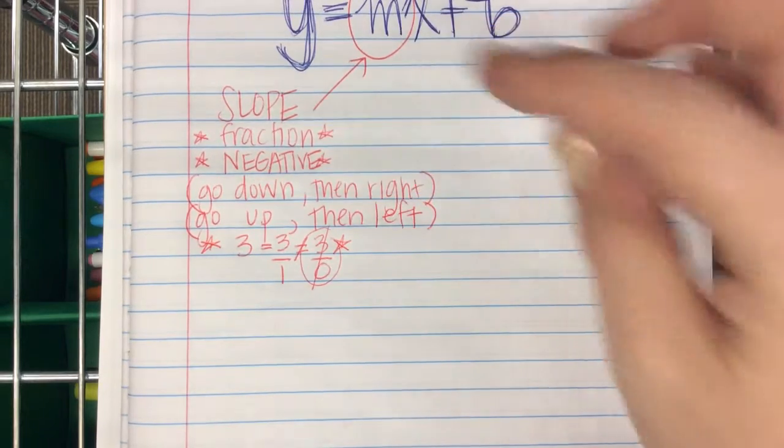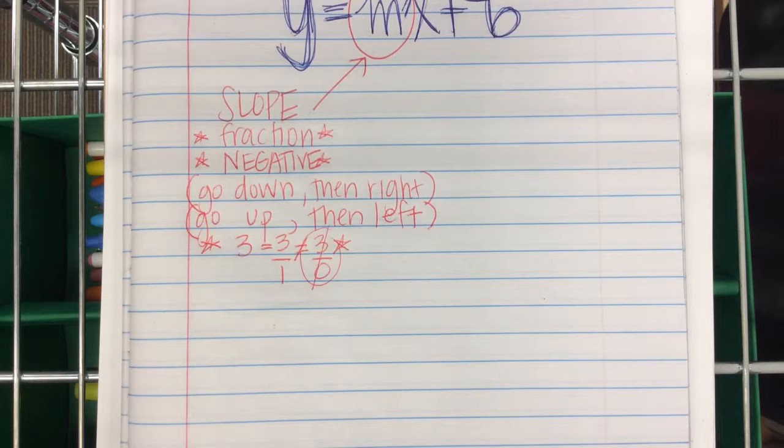If it's negative, that means you go down and then to the right. Negative, positive, keeps it negative. Or up and to the left. And if it's a whole number, it's 3 over 1 or negative 8 over 1, not over 0.